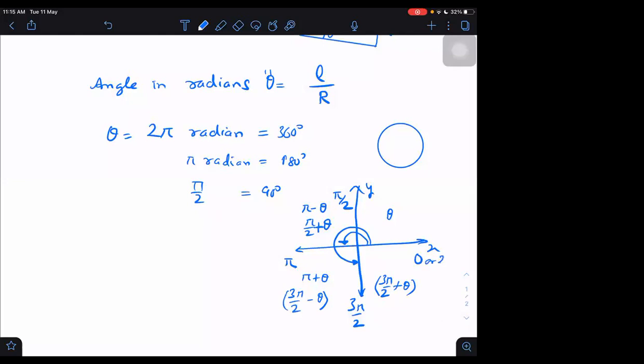Do you know that 0 is also equal to 2 pi? You know that or not? Yes, sir. 2 pi means a complete full rotation. When we take a full rotation, we come back to the same x-axis again. So I can also say the angle in the fourth quadrant will be 2 pi minus theta. The first quadrant will be theta or pi by 2 minus theta.